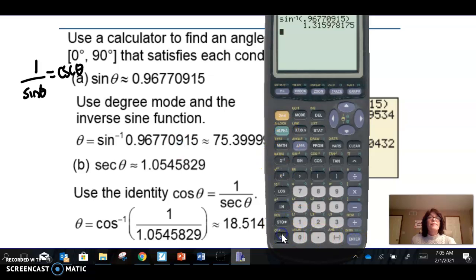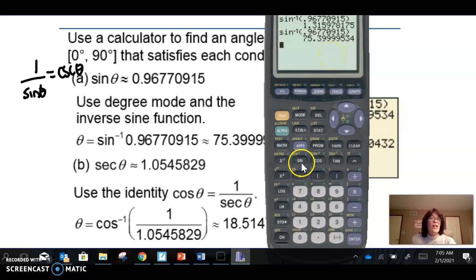Okay, so sine inverse. I don't know if you know this, but if you hit second entry, it brings up the last thing you entered, not the answer, but the last thing you entered. So sine inverse of that now in degrees is 75.3999. I'd probably say 75.4 degrees, okay?